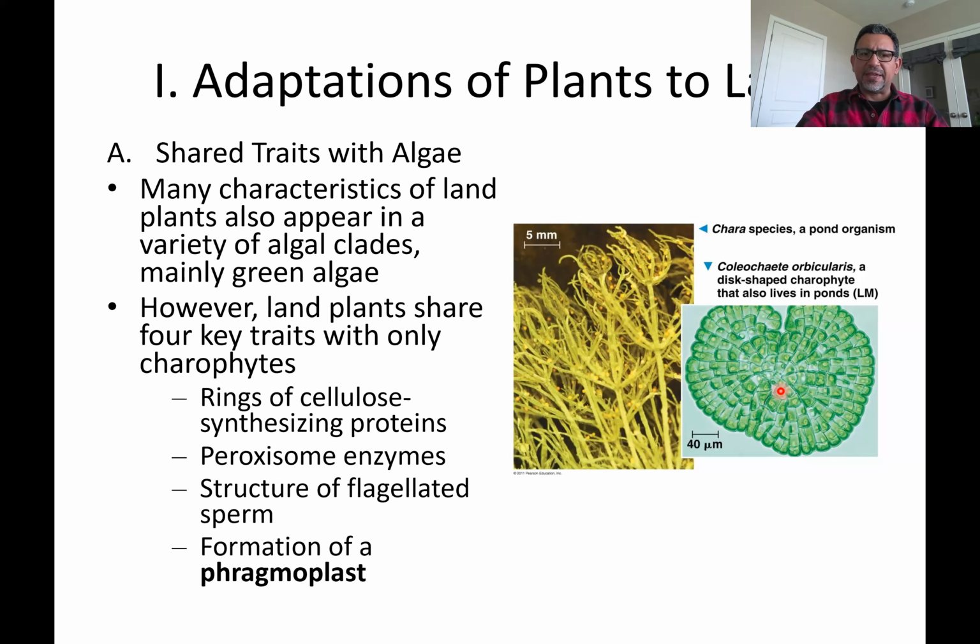There's one more characteristic, and that is the formation of a phragmoplast. The phragmoplast is an arrangement of microtubules you see in the middle of the cell when plant cells divide. And those microtubules help organize the vesicles containing cellulose that help make the cell plate, and eventually the cell walls that divide the two newly made cells that are made by the process of mitosis. And we see the same type of phragmoplast, the arrangement of microtubules in the middle of the cell at the end of mitosis, in the case of the charophytes.